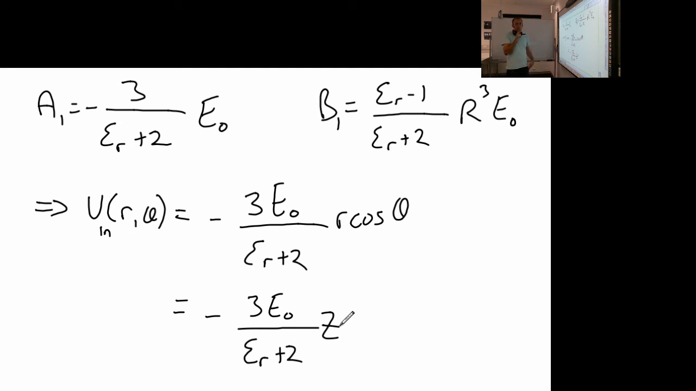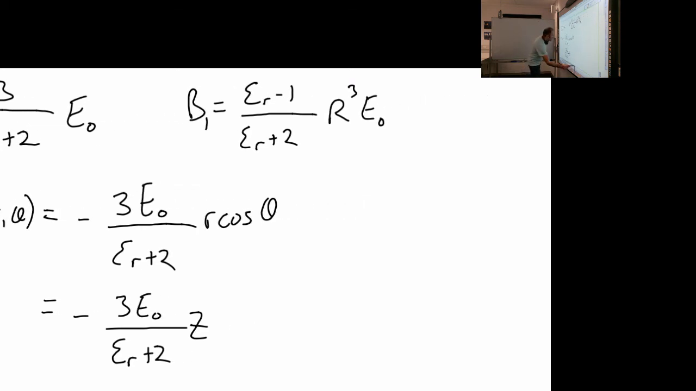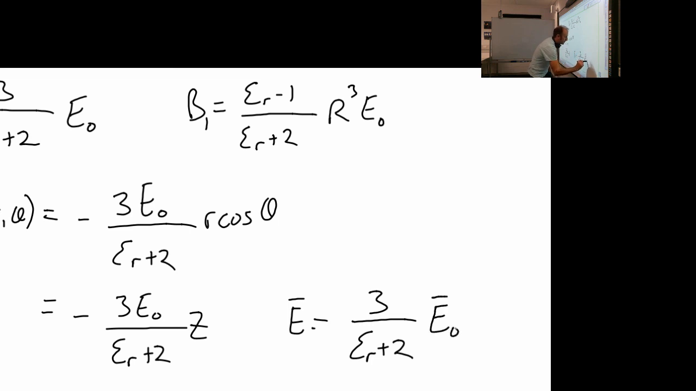So what's quite interesting about this is if we now write out our electric field, what we find is that the electric field is going to be equal to 3 divided by epsilon_r plus 2 by E0. Okay, so in fact what we find is the electric field inside the sphere is uniform.